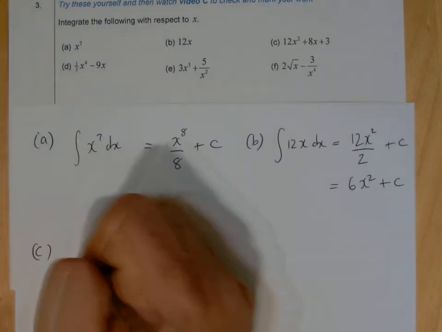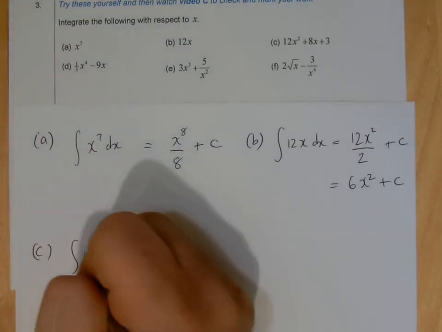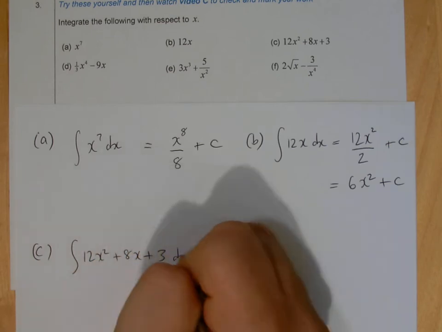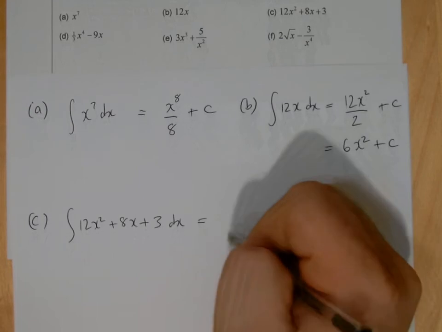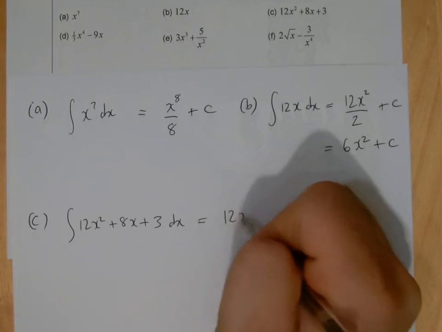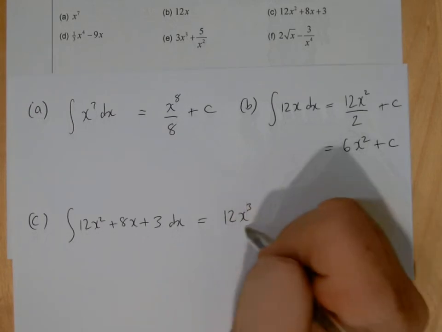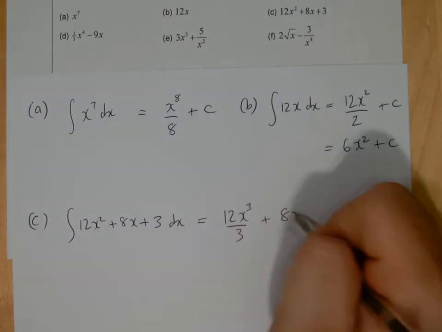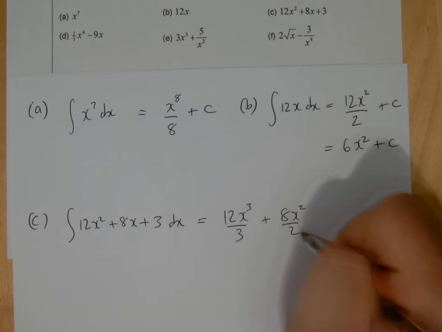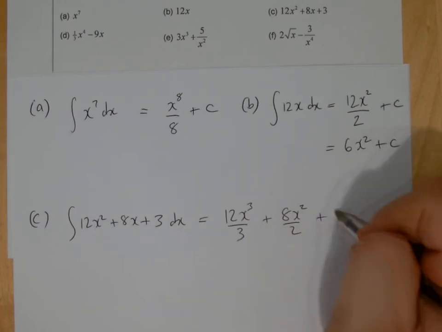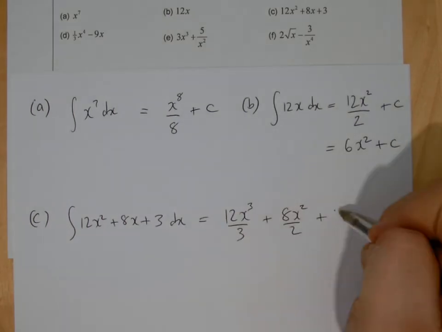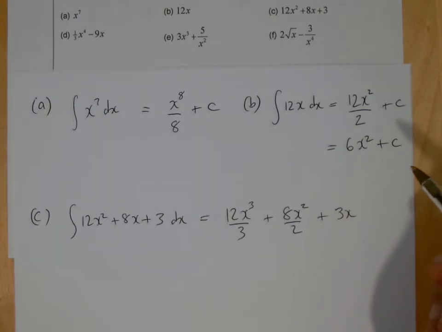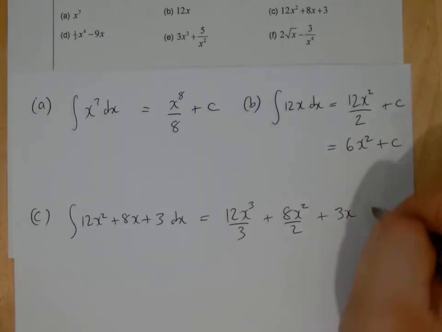With c, we've got the integral of 12x squared plus 8x plus 3 with respect to x. Well, first term, add 1 to the power so you get 3. Divide by 3. Second term, add 1 to the power so you get squared. Divide by 2. Third term then, well, it's just 3, isn't it? So that becomes 3x. And plus c, of course.